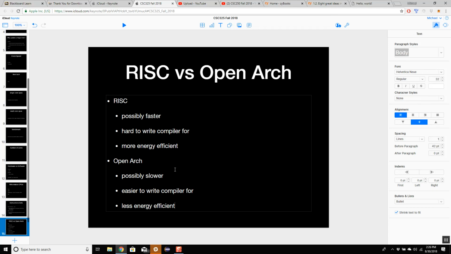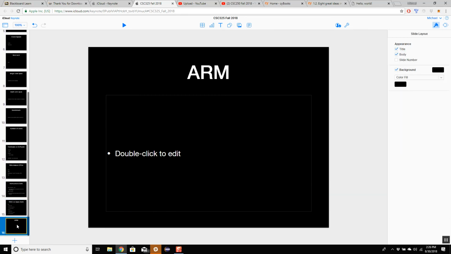Okay, so now we've had this return of our reduced instruction set architecture, and that has come back in an architecture called ARM. So in our book, we're going to be talking about the instruction sets dealing with ARM.